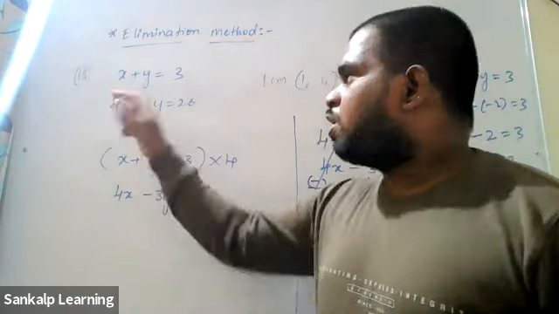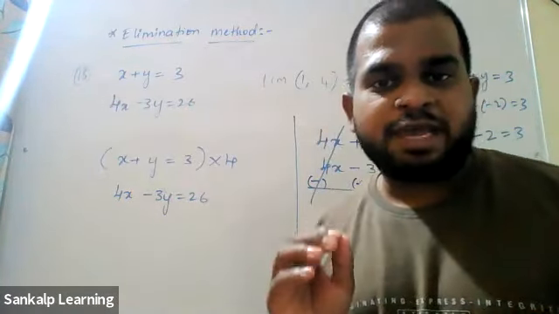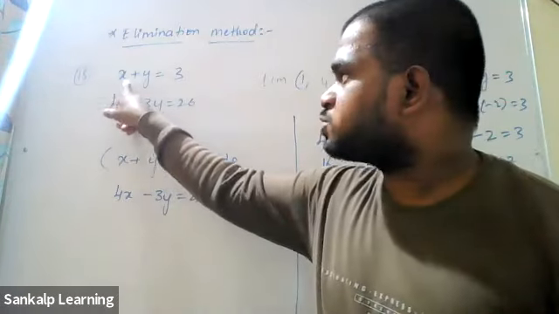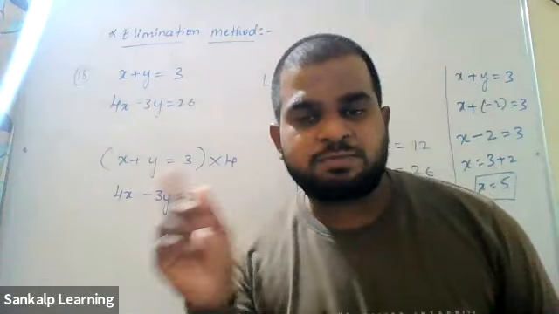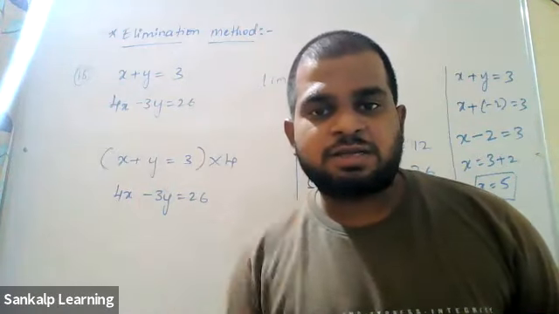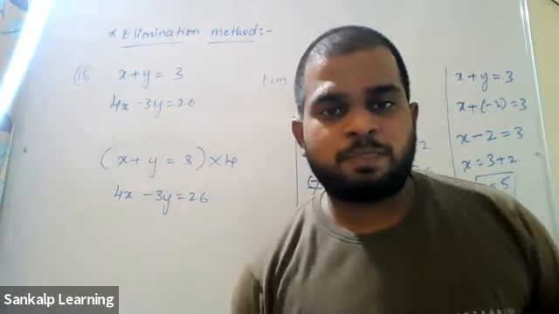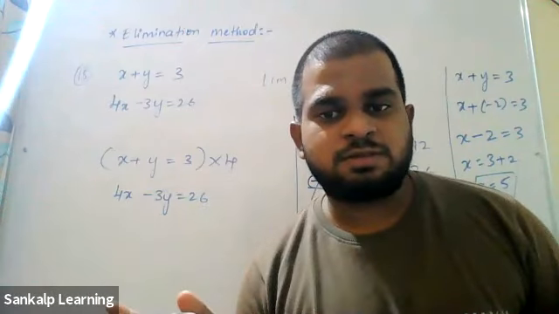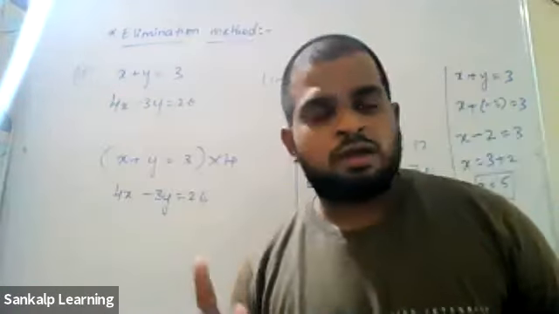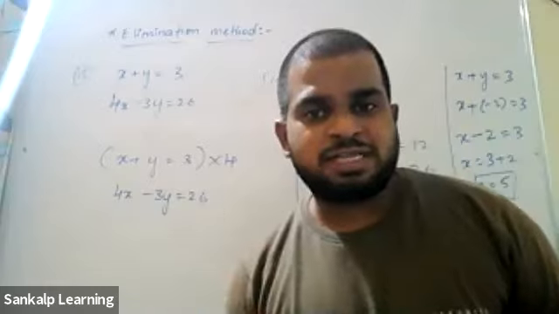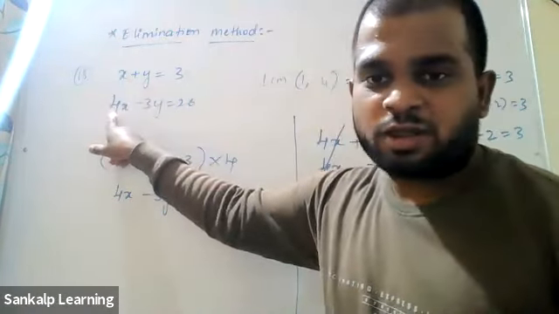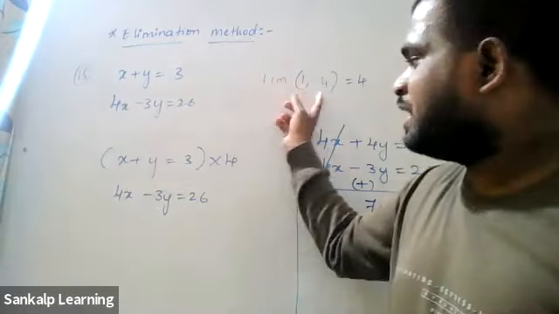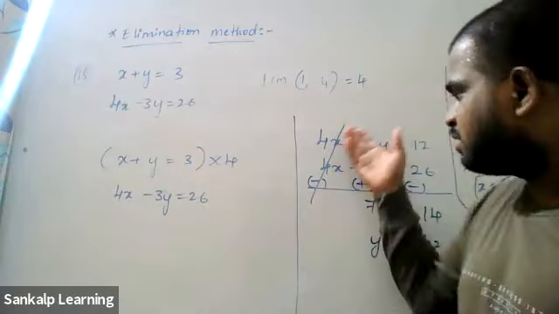Okay. How do you eliminate it? Make sure the coefficients are same. Here the x coefficient is 1, here the x coefficient is 4. Do you remember in fractions, if the denominators are not same, what will you do? How do you make the denominators same? Using LCM, right? Same concept. Here the x coefficient is 1, here the x coefficient is 4. They are different, right? So take LCM and make them same. Okay, I've made them same.